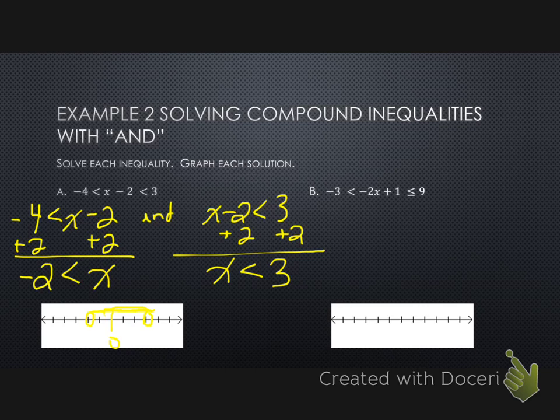Let me change colors here so that we can see the difference on this one. We've got negative 3 is less than negative 2x plus 1, which is less than or equal to 9. So again, I'm going to write two different inequalities. Negative 3 is less than negative 2x plus 1, and negative 2x plus 1 is less than or equal to 9.